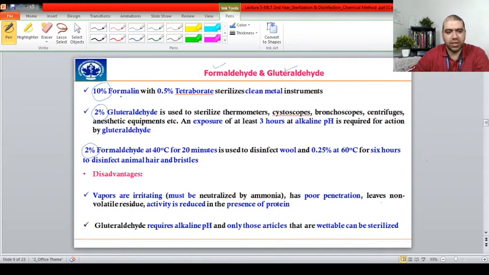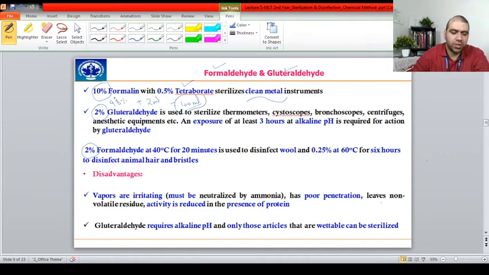For example, if you add 10% formalin to 0.5% tetraborate, it can sterilize and clean metal instruments. If you use glutaraldehyde in a concentration of 2%, it means you will use 98% distilled water, and you will add 2 ml of glutaraldehyde to it. So you get 100 ml of 2% glutaraldehyde.